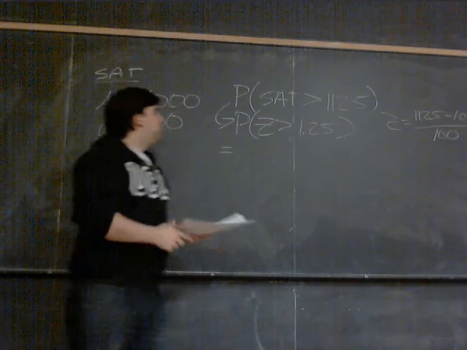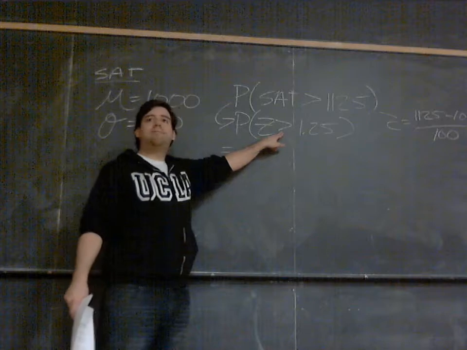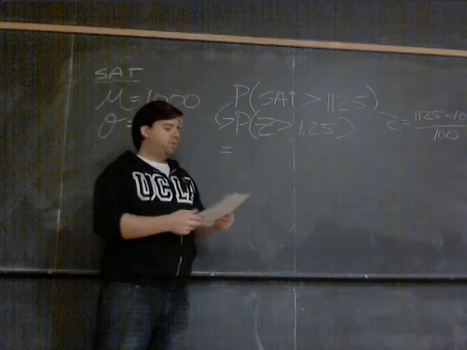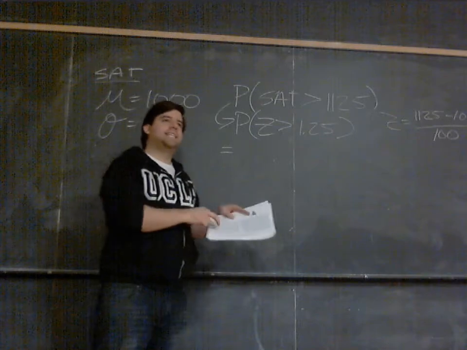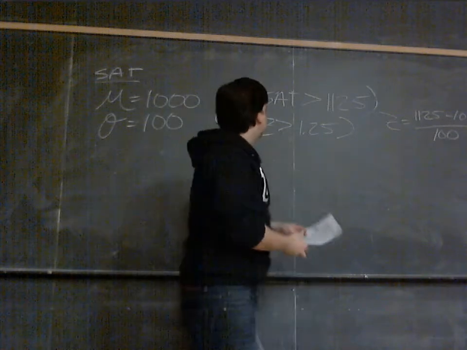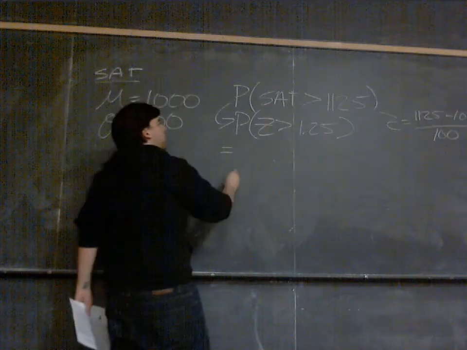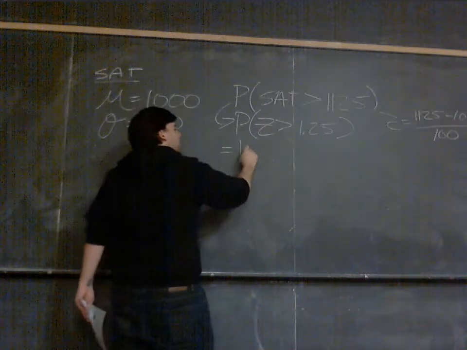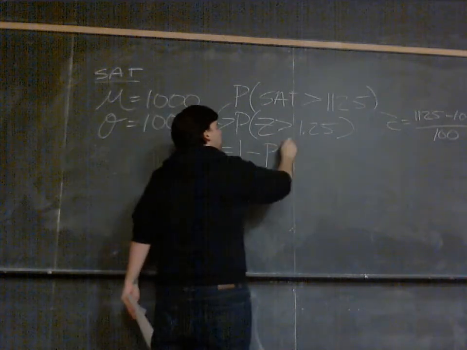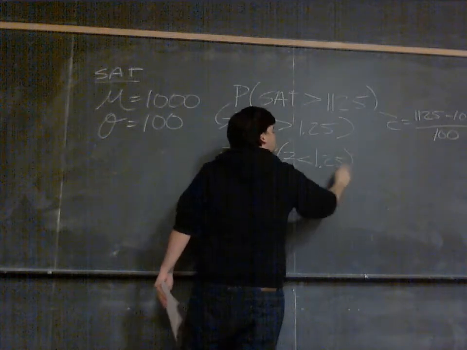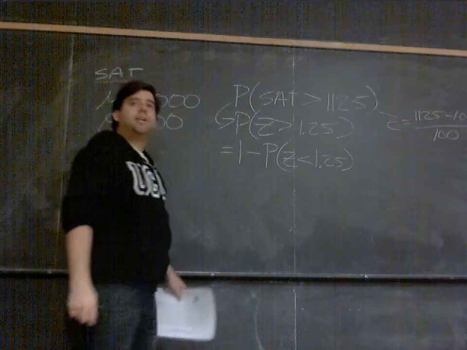Do you guys remember from last week what we have to do when we have a greater than question? The table we have is written all in less thans. But the complement of greater than is less than. So z greater than 1.25 equals 1 minus, this is the complement rule, the probability that z is less than 1.25. And this we can actually answer using our table.